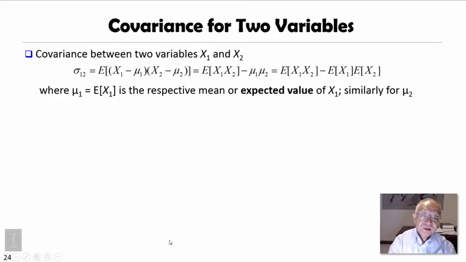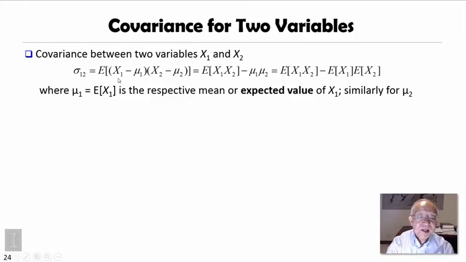Now we introduce covariance for two variables. Once we have two variables, x1 and x2, we want to see how these two variables change together, whether they are going up together or going down together, which would be positive covariance. Let's look at the definition.